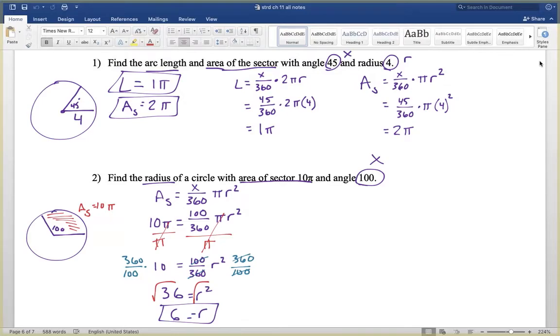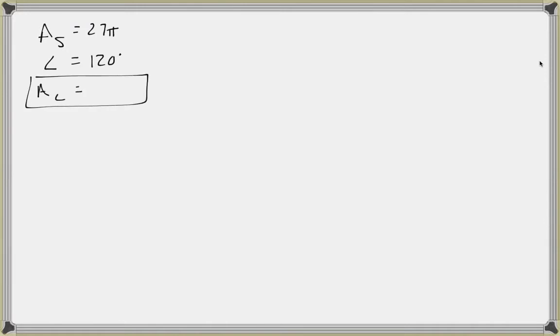All right, I'm going to do a couple more examples with you to make sure that you're well prepared for what you're going to see on Khan Academy. So in the first problem that I want to do with you here, I'm going to say that we know that the area of a sector is 27 pi. And we also know that our central angle is 120 degrees. And what we want to know is what is the area of the circle.